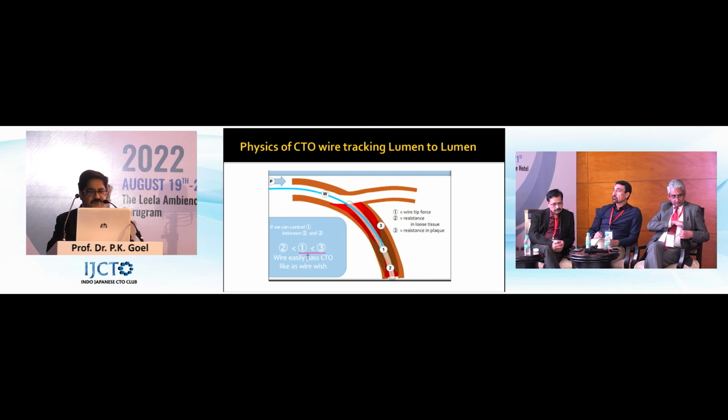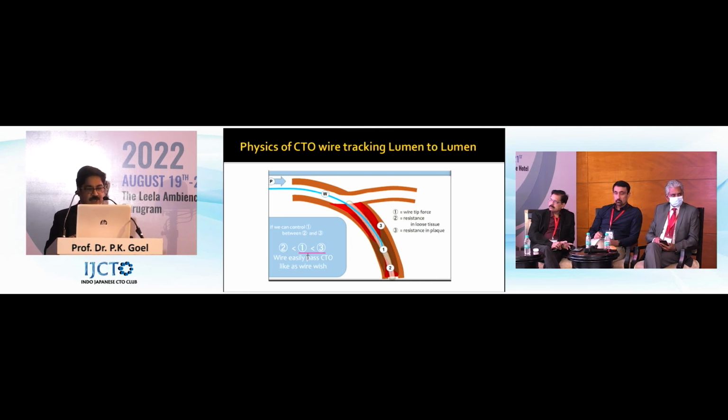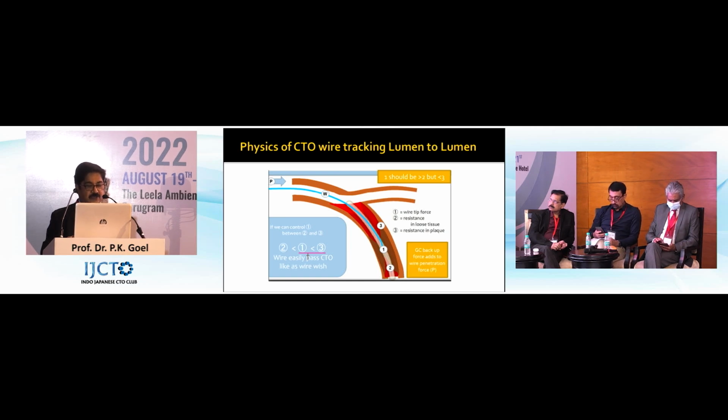There are three forces which are working when you are doing a CTO. One is the wire tip force, which depends on the stiffness of the wire. Second is the resistance in the loose tissue of the CTO, which you will truly traverse in an antegrade CTO. And third is the resistance in the plug. So what you really want is that the wire tip force 1 should be more than 2 but less than 3, so that it goes through the loose tissue and doesn't get through the plug outside. But that does not happen all the time.